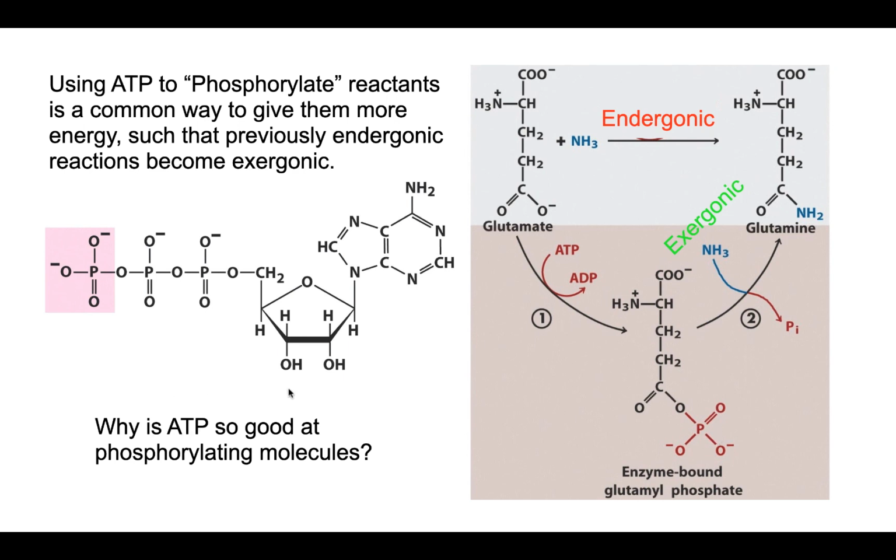Now, ATP, like in some of these other videos that you watch, is kind of like the battery of the cell, in that it's constantly being used to phosphorylate stuff, and when it does so, it increases the energy of those things, and then it needs to be recharged. It needs to have a phosphate group added back on to that ADP to make ATP. We'll get to that a little bit later in the course, but for now, why is ATP so good at phosphorylating molecules, of transferring its phosphate group onto other molecules?